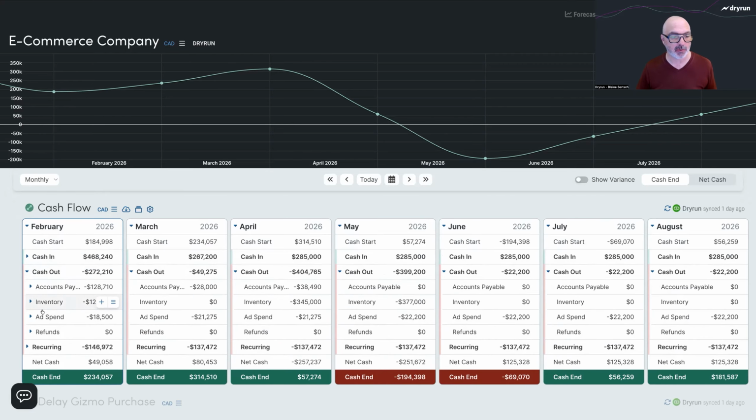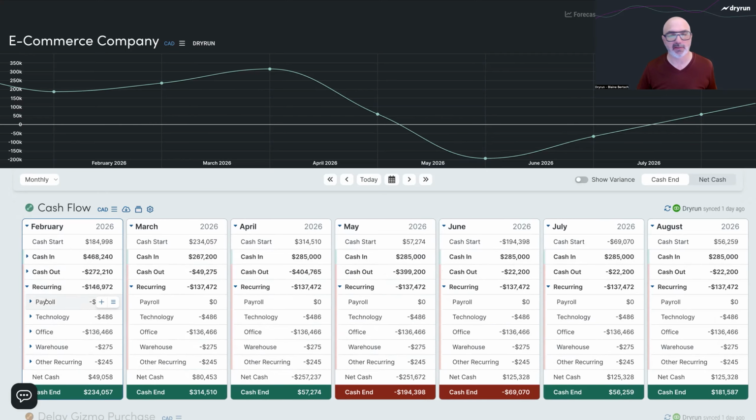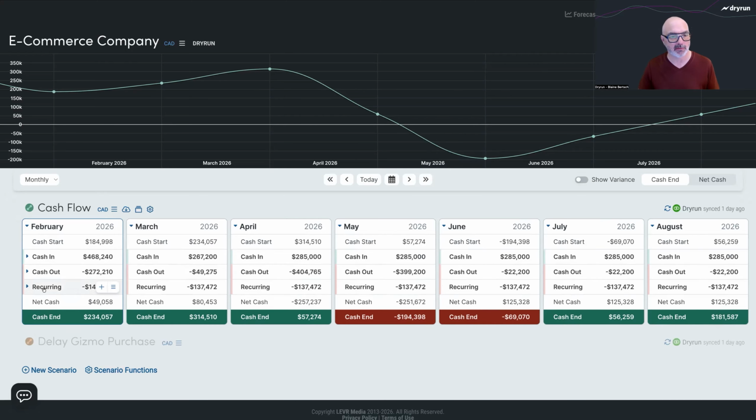And then in cash out, we've got a lot of different expenses here, ad spend and things like that. But inventory is one of the most challenging ones. When are you going to buy inventory? And so that's what I'm going to do for this little example here, is look at just the timing of some inventory purchases. And then, of course, we have some of our recurring costs, such as payroll and office expenses, maybe warehouse expenses and those sorts of things.